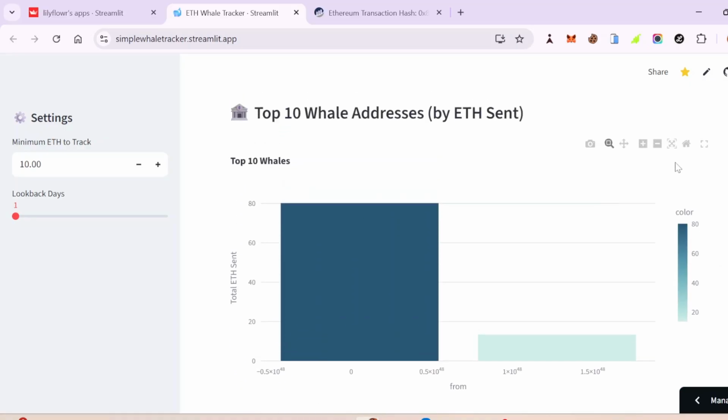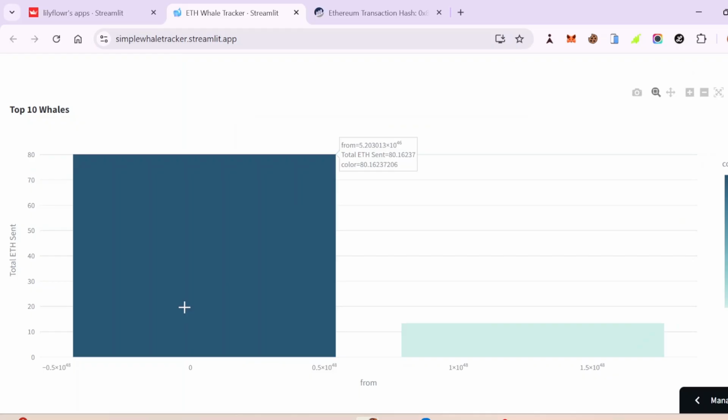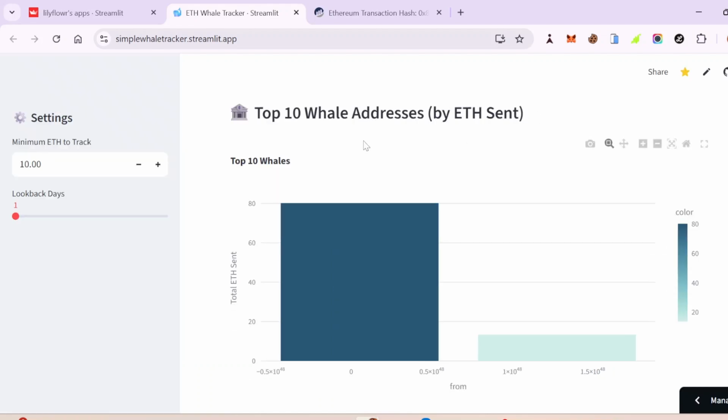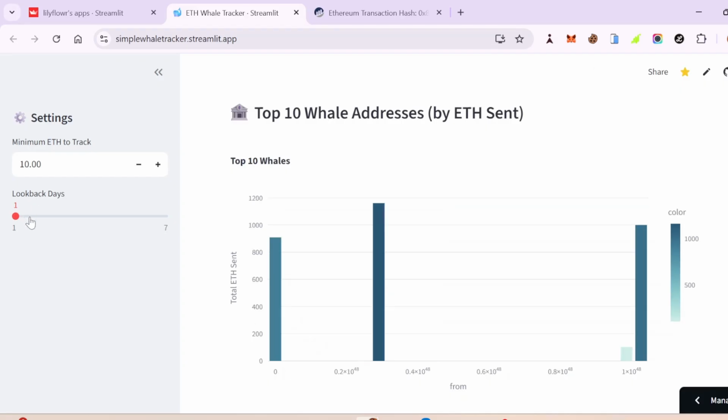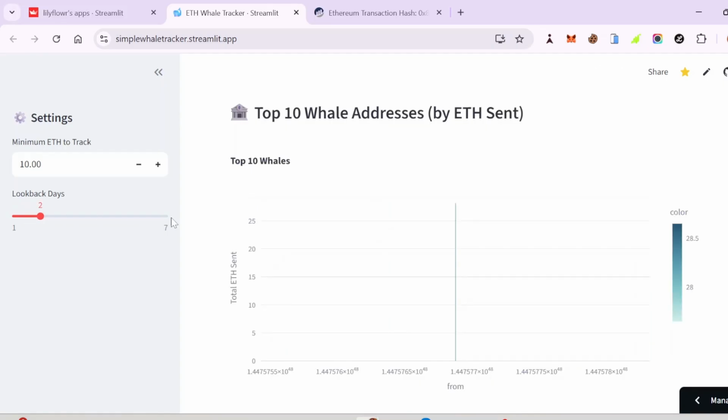So I use Alchemy's asset transfer endpoint because it provides a clean abstraction over raw logs without forcing assumptions about wallets or behavior. That choice was more about clarity rather than convenience. The tracker focuses only on external ETH transfers, so token movement, NFTs, and internal contract calls are excluded to maintain a focused and interpretable signal.